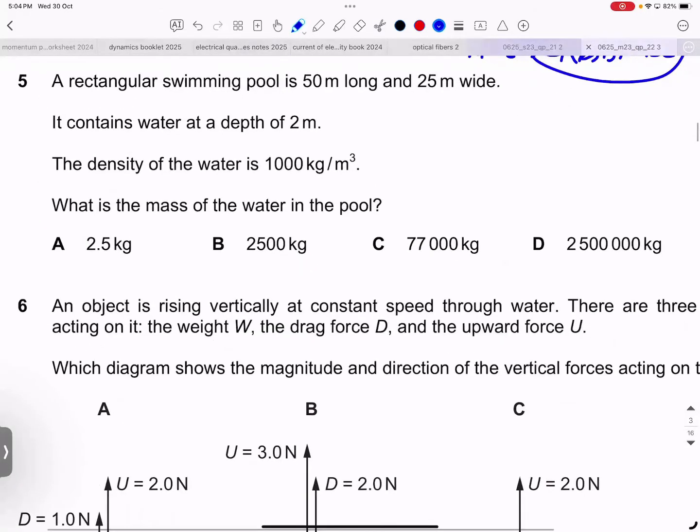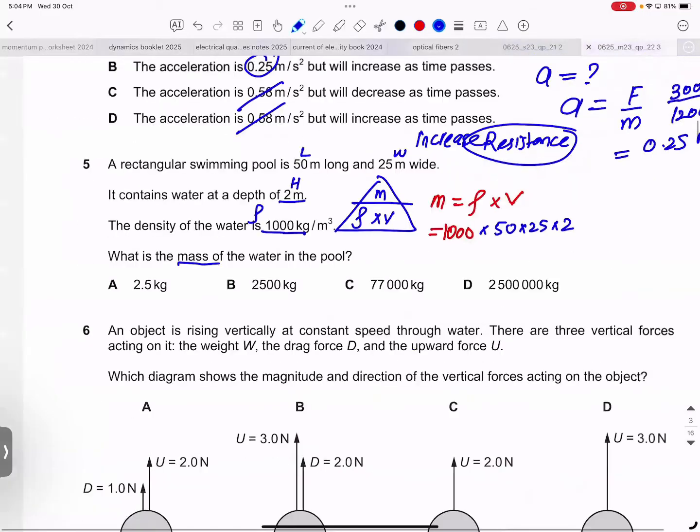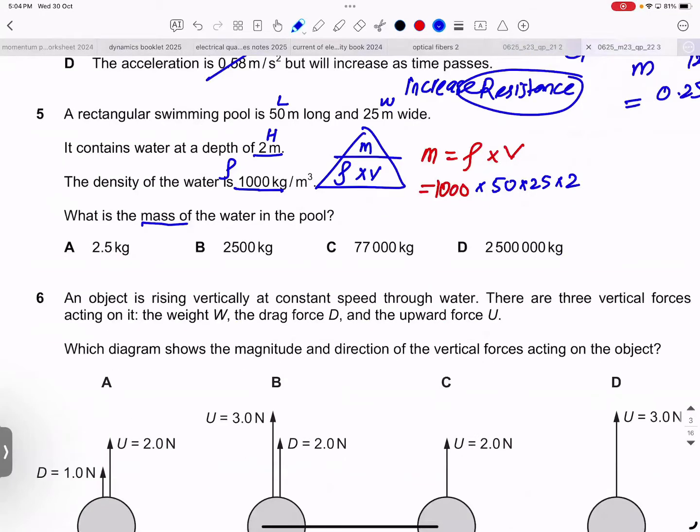Question number 5. Very easy question. A rectangular swimming pool is 50 meter long, 25 meter wide, 2 meter depth. You have length, you have width, you have height. Density is 1,000. What is mass? You know the density equation. Density is mass over volume. So mass is density times volume. The density is 1,000. Volume is length times width times height. 2 times 25, 50. 50 times 50, 2500. So it is 250000. Option D.